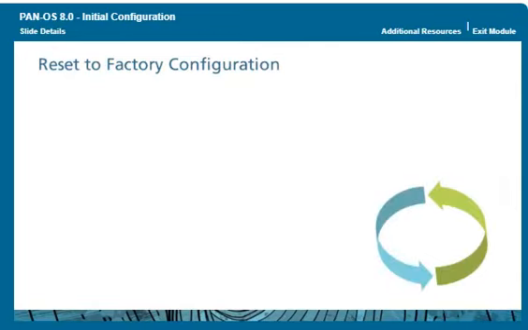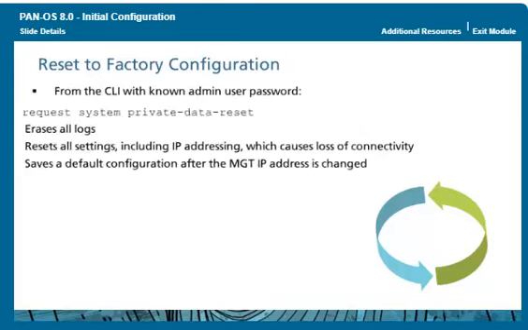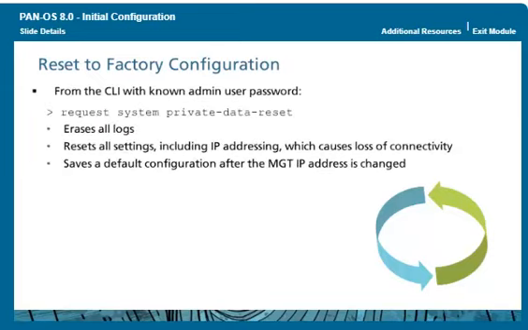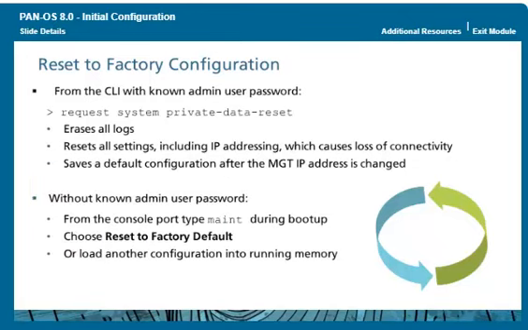You can reset a firewall to its factory default settings. If you know the admin account password, you can use the CLI command request system private data reset. If you do not know the admin account password, you must first place the firewall in maintenance mode.